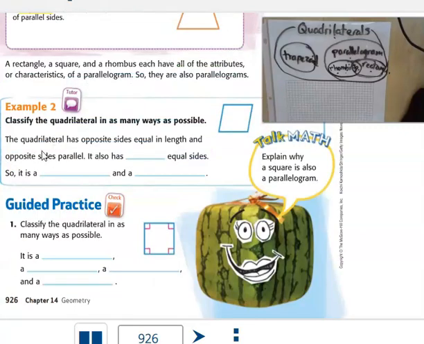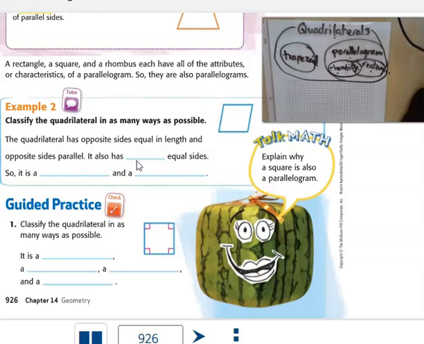Looking at this and referring back up, example 2: classify the quadrilateral in as many ways as possible. Okay, so we already know it's a quadrilateral. The quadrilateral has opposite sides equal in length, so this side and this side are equal, and this side and this side are equal. And opposite sides are parallel. So since these 2 sides are parallel and those 2 sides are parallel, that means it's not a trapezoid. It has to be a parallelogram.